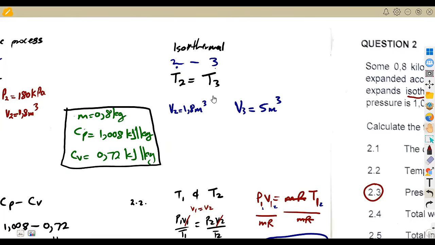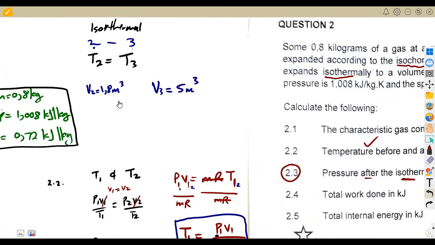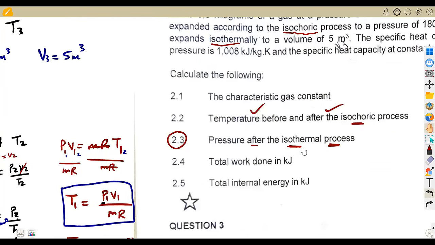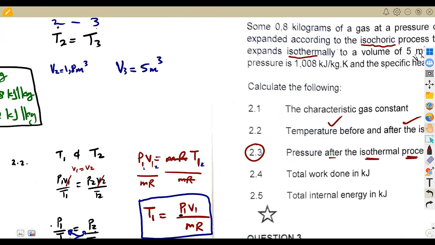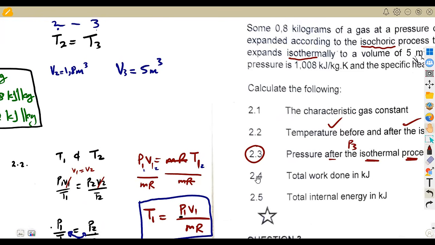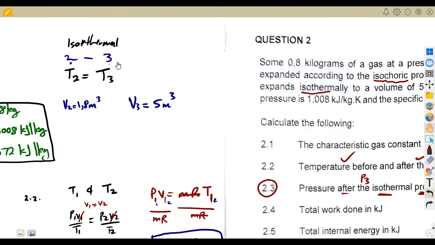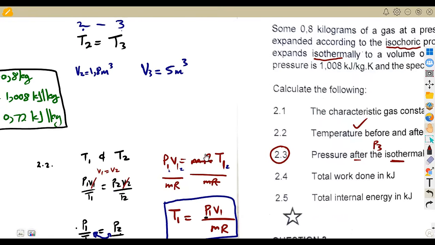That is our isothermal process. So there we need the pressure after the isothermal process, meaning we are supposed to calculate P3 in this case, because the isothermal process starts at stage 2 to 3. So after it, we are supposed to calculate P3.